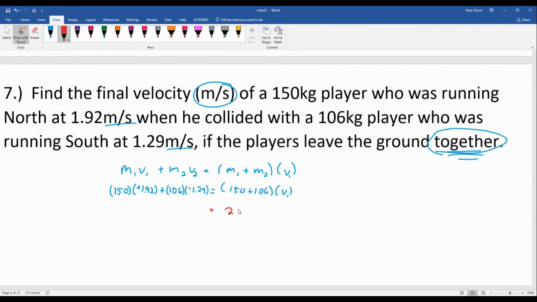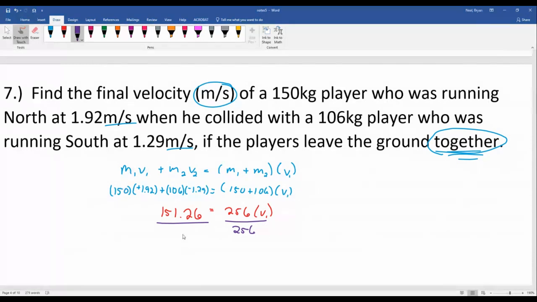So combining the masses, we get 256 times that velocity that we still don't know. By now, you should be good at calculating a total momentum. If you have to, find this part, find that part, and subtract them. If you're careful, you can do it in the calculator all at once. Either way, you should get something like 151.26. And then to end up solving for this velocity, we want to divide by that big mass there.